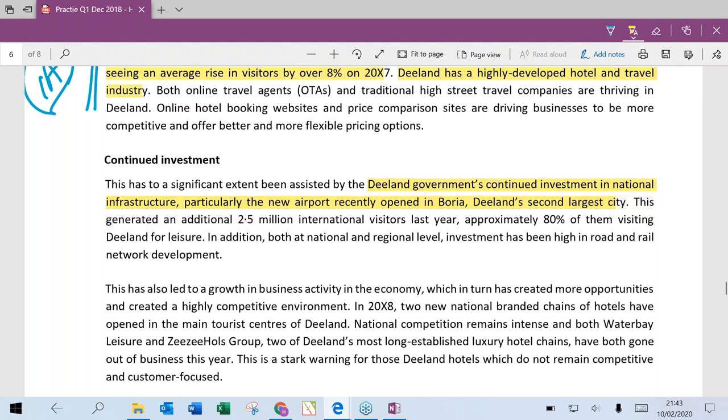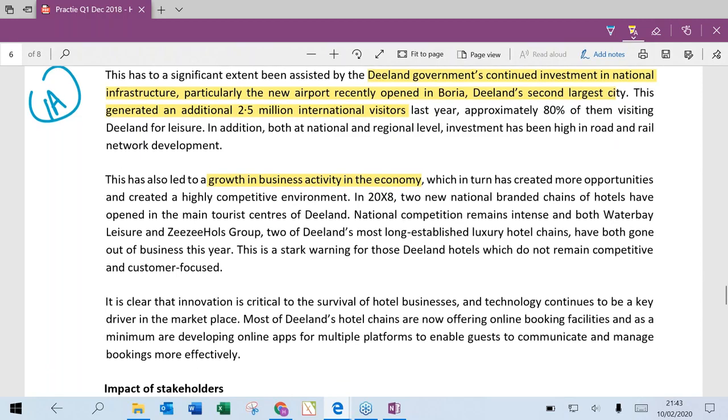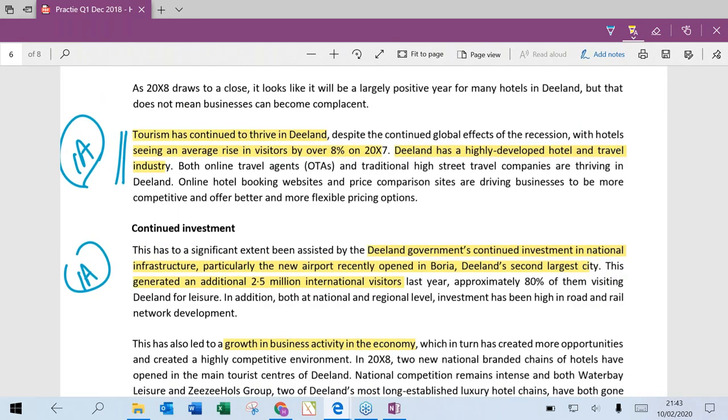This generated an additional 2.5 million international visitors last year, approximately 80% of them visiting for leisure. Fine. So again, this is a good point that government is investing in infrastructure. This also has led to a growth in business activity in the economy, which in turn has created more opportunities. In 2018, two new national branded chains of hotels opened. That's it. So we will read the rest of the exhibit later. But for tonight, whatever we highlighted is more than enough.